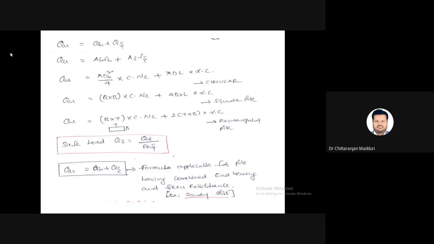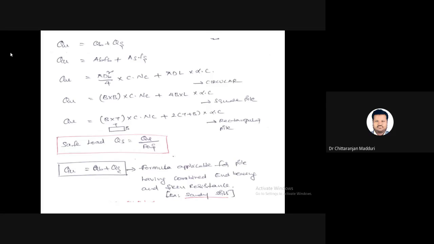After calculating the ultimate load carrying capacity, we need to find the safe load. The safe load carrying capacity of the pile is equal to the ultimate load carrying capacity divided by the factor of safety. So QU is equal to QB plus QS. This formula is applicable for piles having combined end bearing and skin friction resistance, such as in sandy soils.